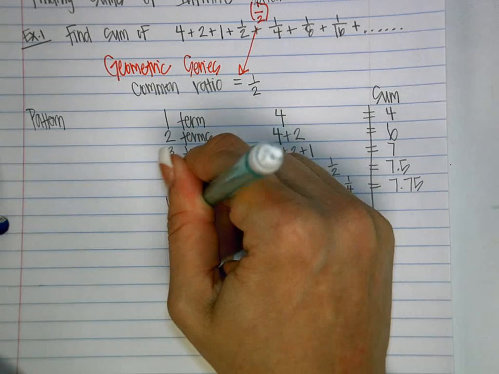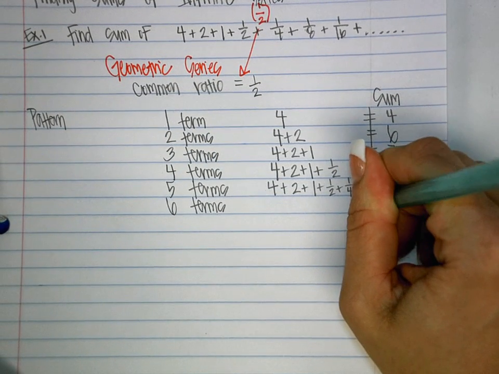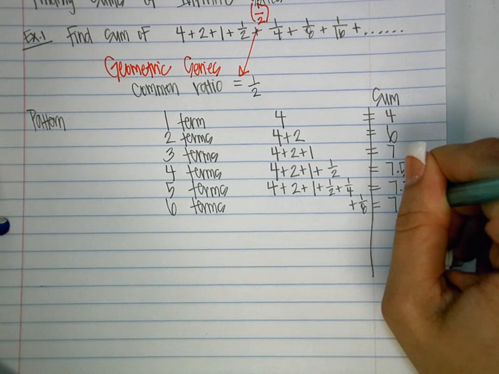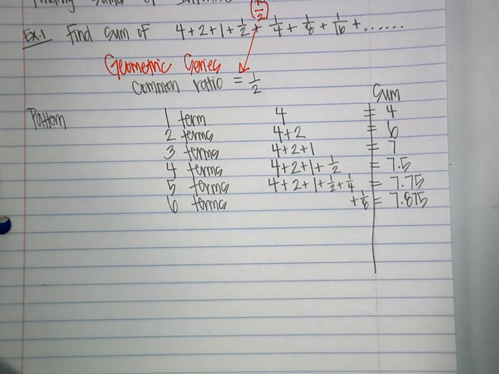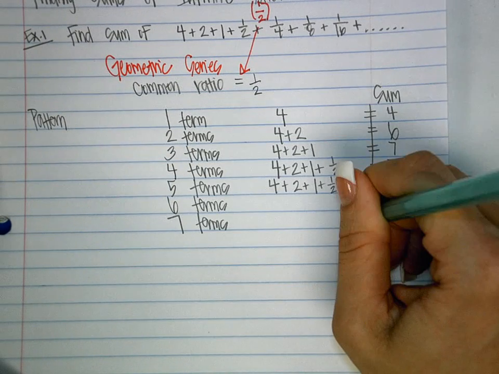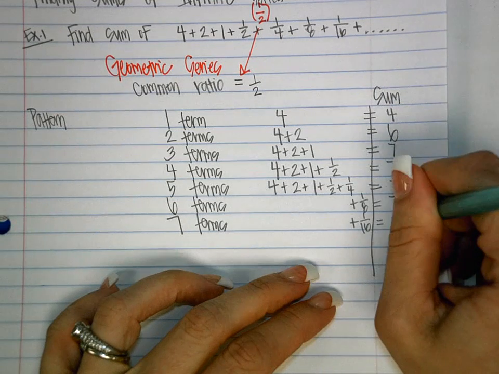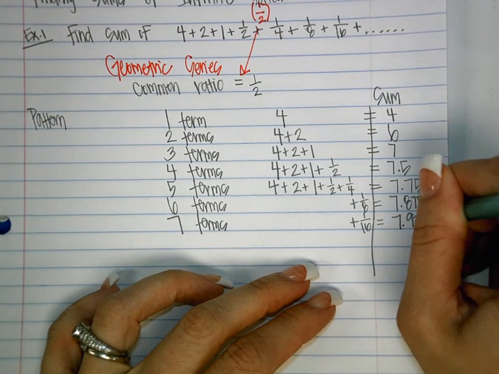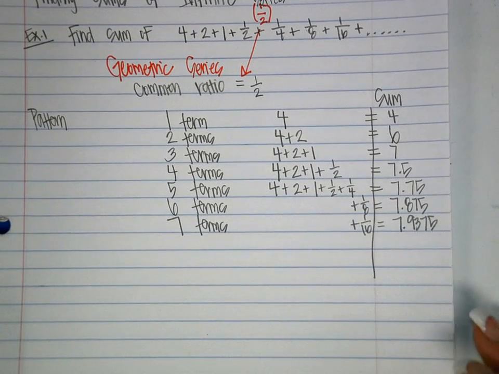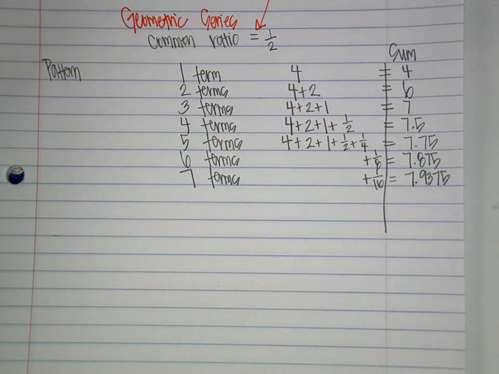If we add the first 6 terms, you're going to add all of those plus 1/8. Would you trust me in telling you that it's 7.875? Yes. If we add the first 7 terms, you're going to add all of those plus 1/16. That will equal 7.9375. Do you notice a pattern here? What pattern do we notice?